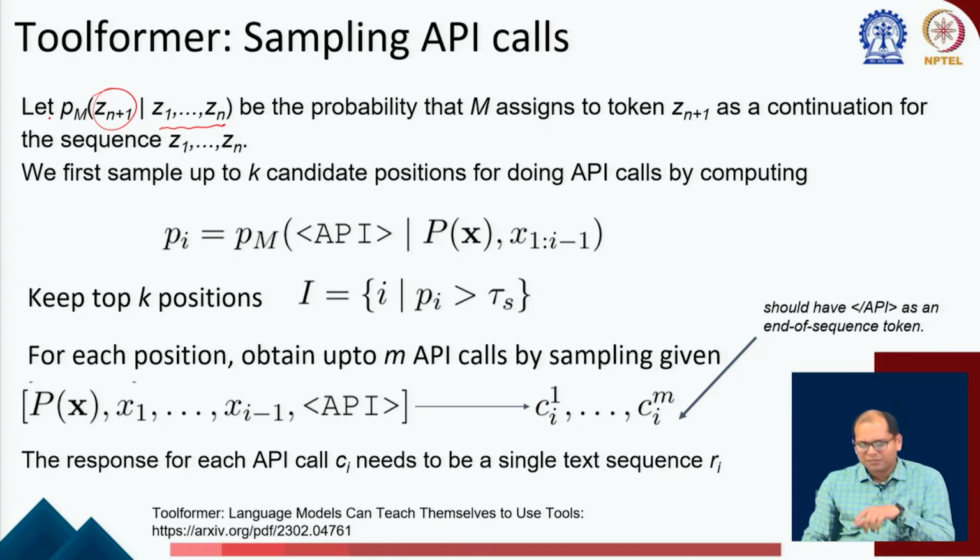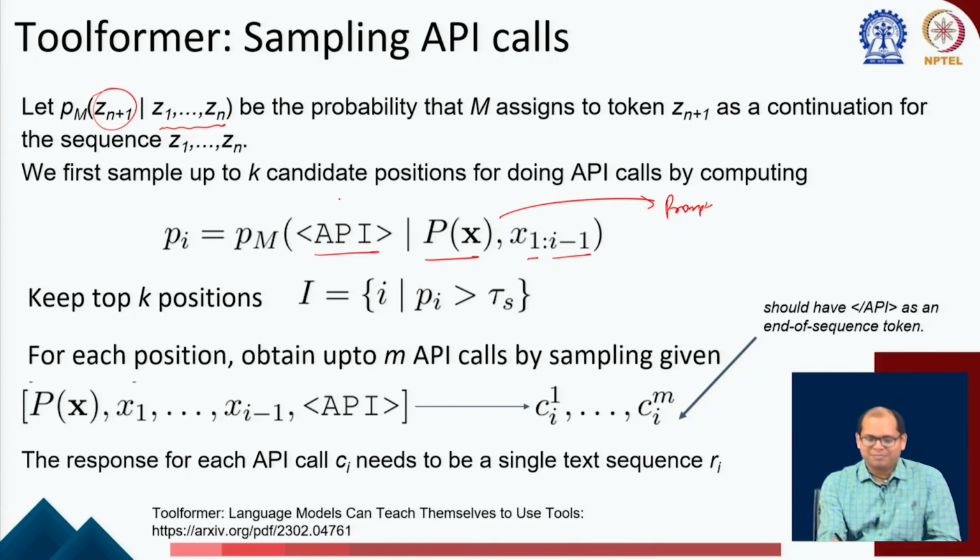So they say, I can call an API at any position in the text. If I take tokens 1 to i minus 1 as my prefix, with p(x) being my prompt, the whole prompt that we saw, then what is the probability the language model gives to starting an API call, that is, to an open bracket, after this? You can compute it for all positions. It's not too difficult.